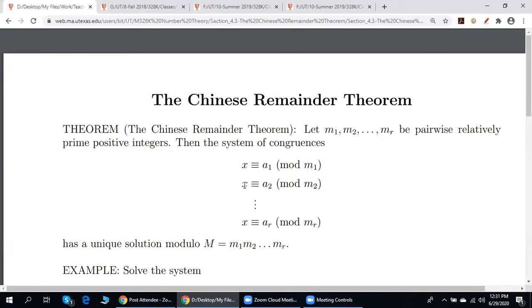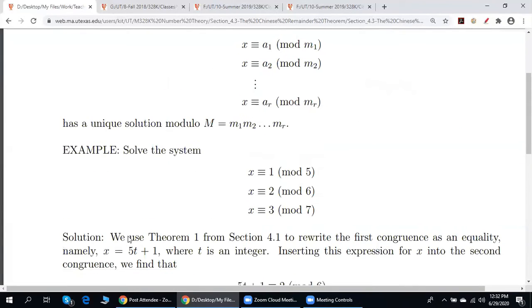The Chinese remainder theorem says that this system of congruences has a unique solution modulo M1 times M2 times and so on times MR. Now, there is an explicit formula for the solution of this system. However, I prefer a step-by-step process that I discuss over here.